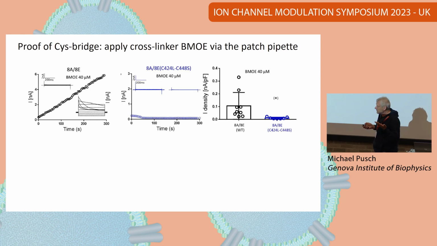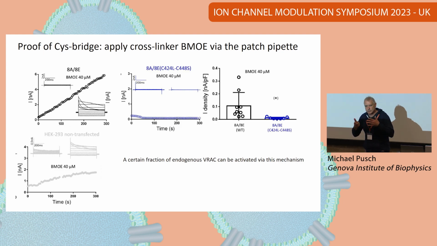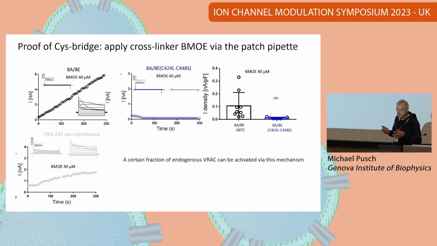And we can now also ask the question: does this also happen in vivo, so in normal, non-transfected cells? For this, we perfused the same crosslinker into non-transfected HEK cells, which endogenously express the VRAC current, and also in this case, BMOE typically activates VRAC currents. They are not huge, and this tells us that at least a certain fraction of the endogenous VRAC currents can be activated directly by this disulfide formation between the two cysteines. Good, these were nice results for the 8A, 8E subunits.